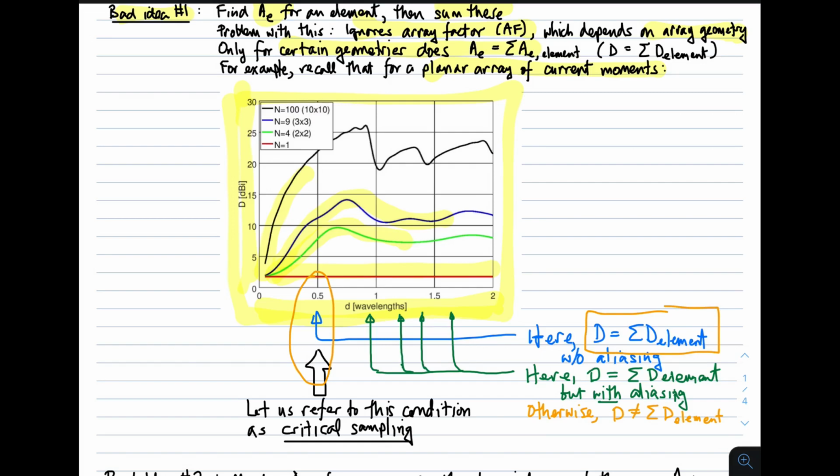Now you might say there were other cases, other spacings, where we also saw that, but in those cases we had aliasing. So the only situation for this array where we had alias-free conditions, and also that the directivity was equal to the sum of the directivity of the elements, was for half wavelength spacing. In other words, for critical sampling. So in general, this idea doesn't work. In a few important special cases, it will work.